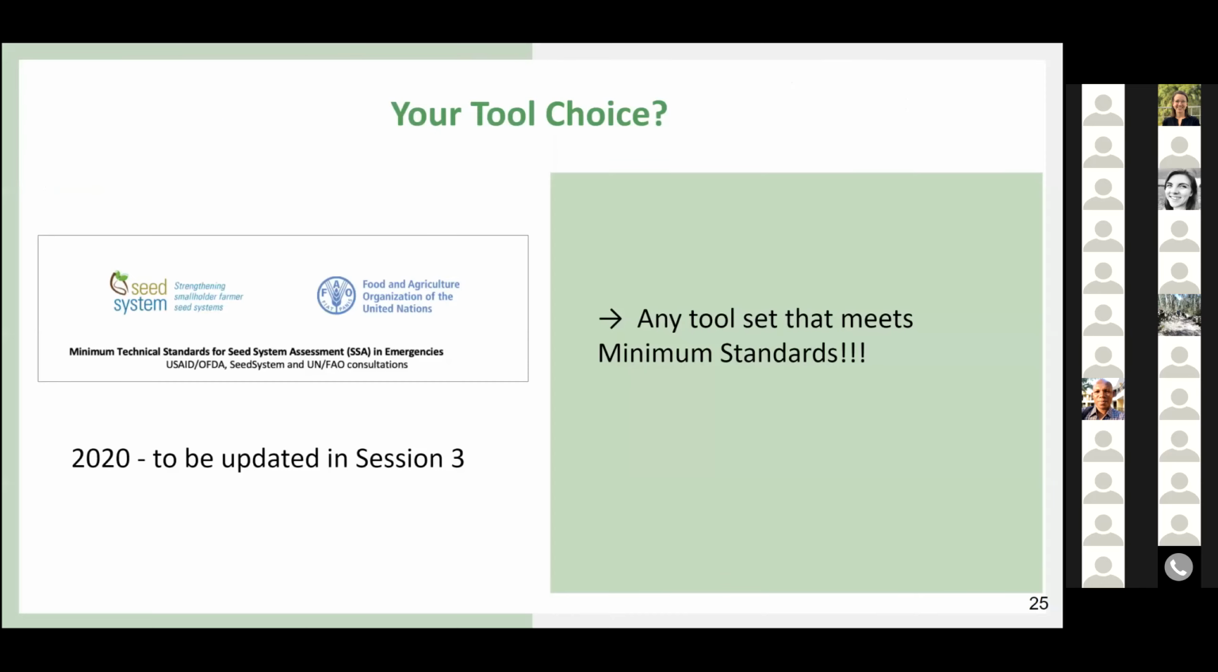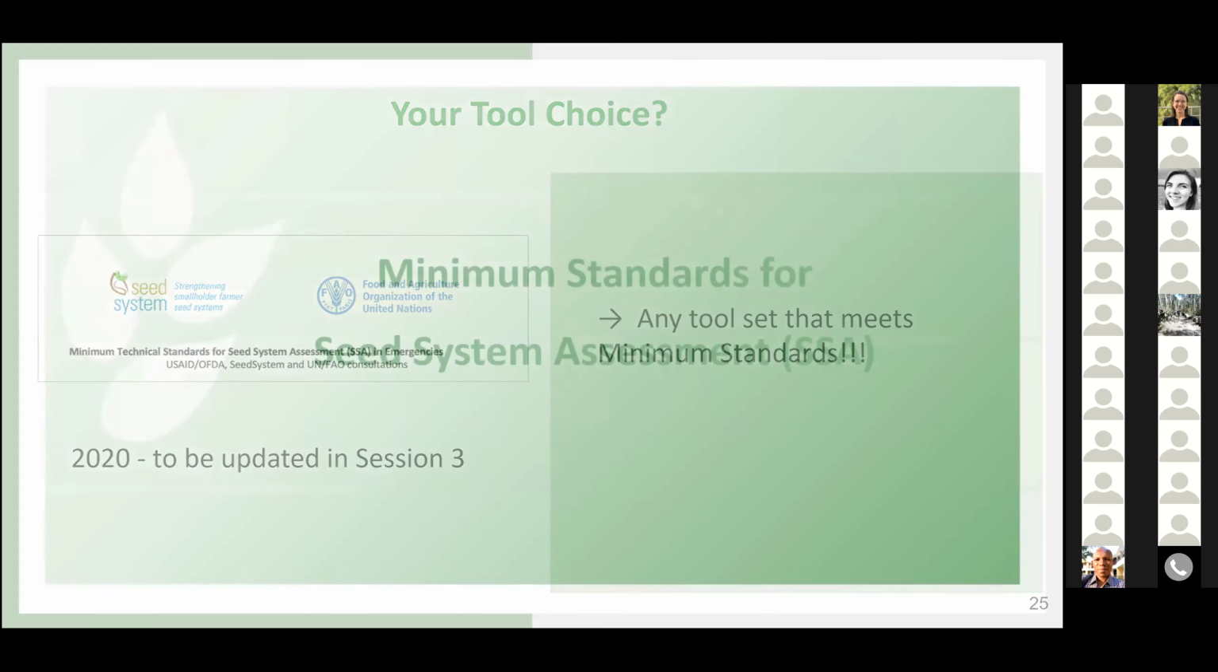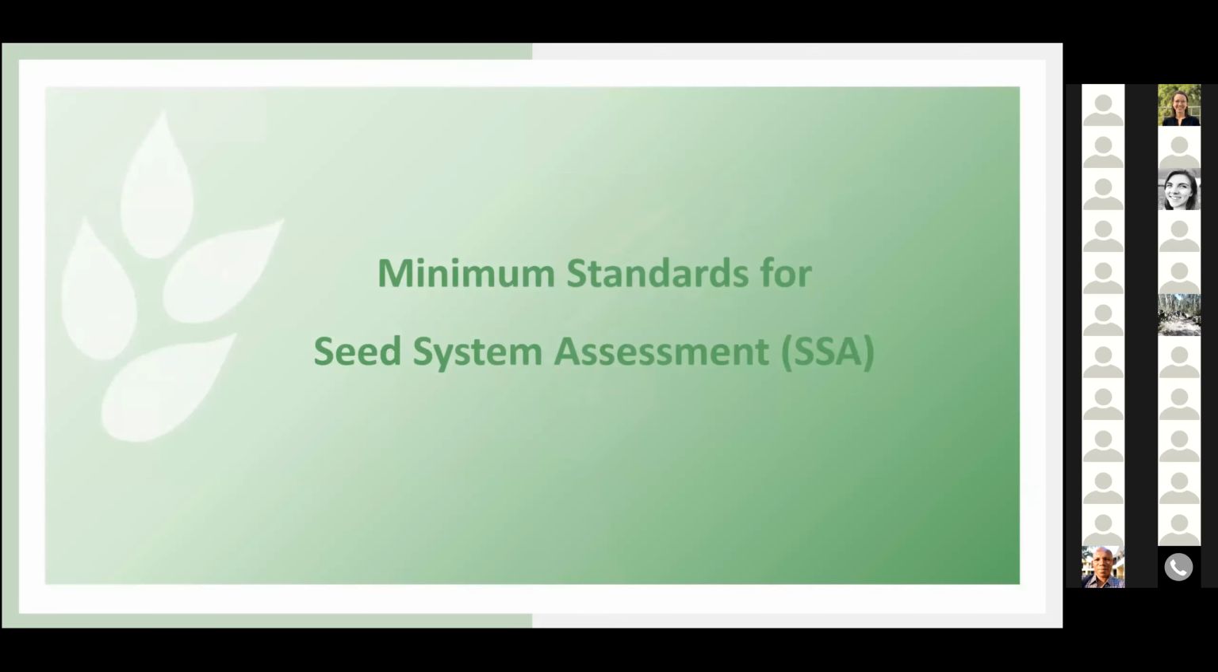Next, please. Our view as facilitators is that we're not recommending one tool set over another. What we're recommending, and we would like you to help us with, is to say any tool set you use has to meet a minimum set of standards. So that's where we are. Look at the tool set, and let's go now to minimum standards. But before I go to minimum standards, does anyone have a burning question or comment?